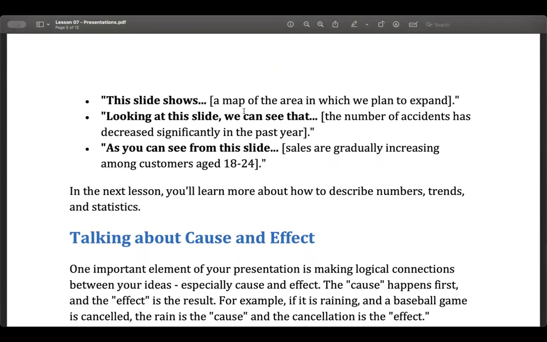This slide shows a map of the area in which we plan to expand. Looking at this slide, we can see that the number of accidents has decreased significantly in the past year. As you can see from the slide, sales are gradually increasing among customers age 18 to 24. In the next lesson, you'll learn more about how to describe numbers, trends, and statistics.